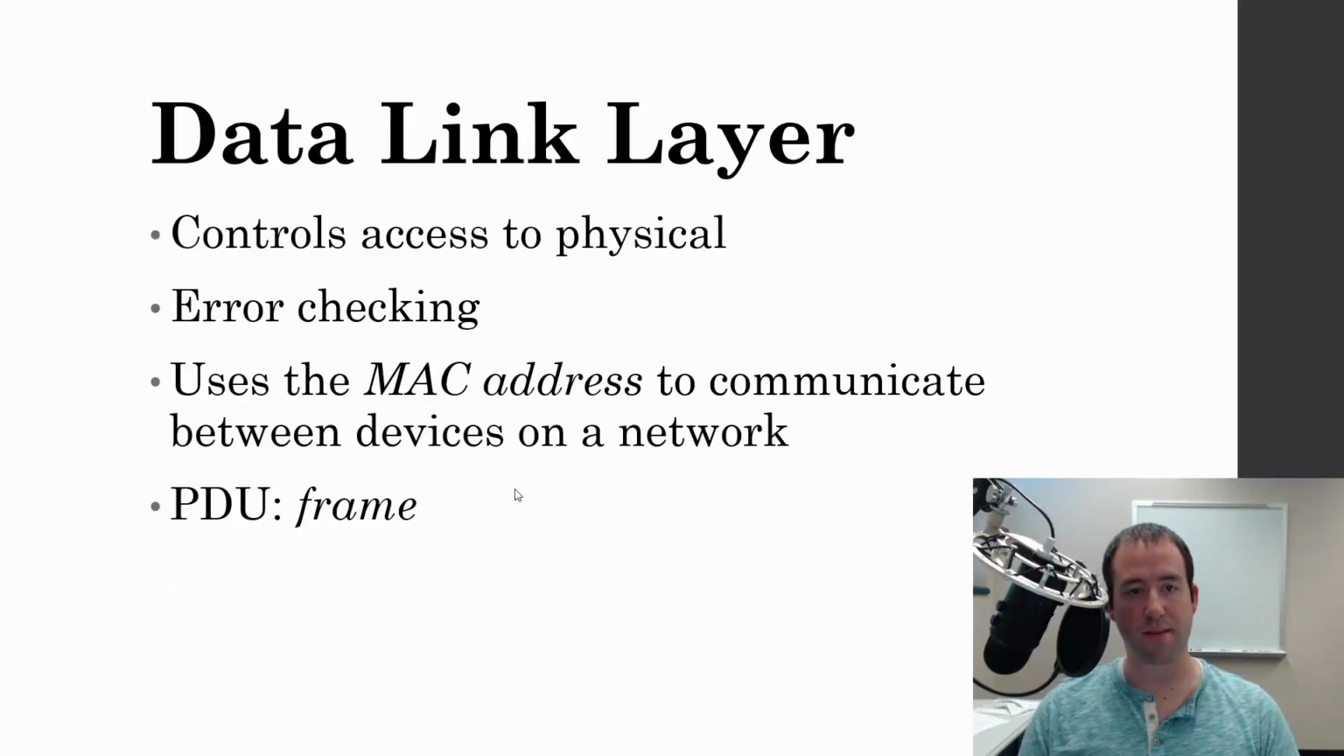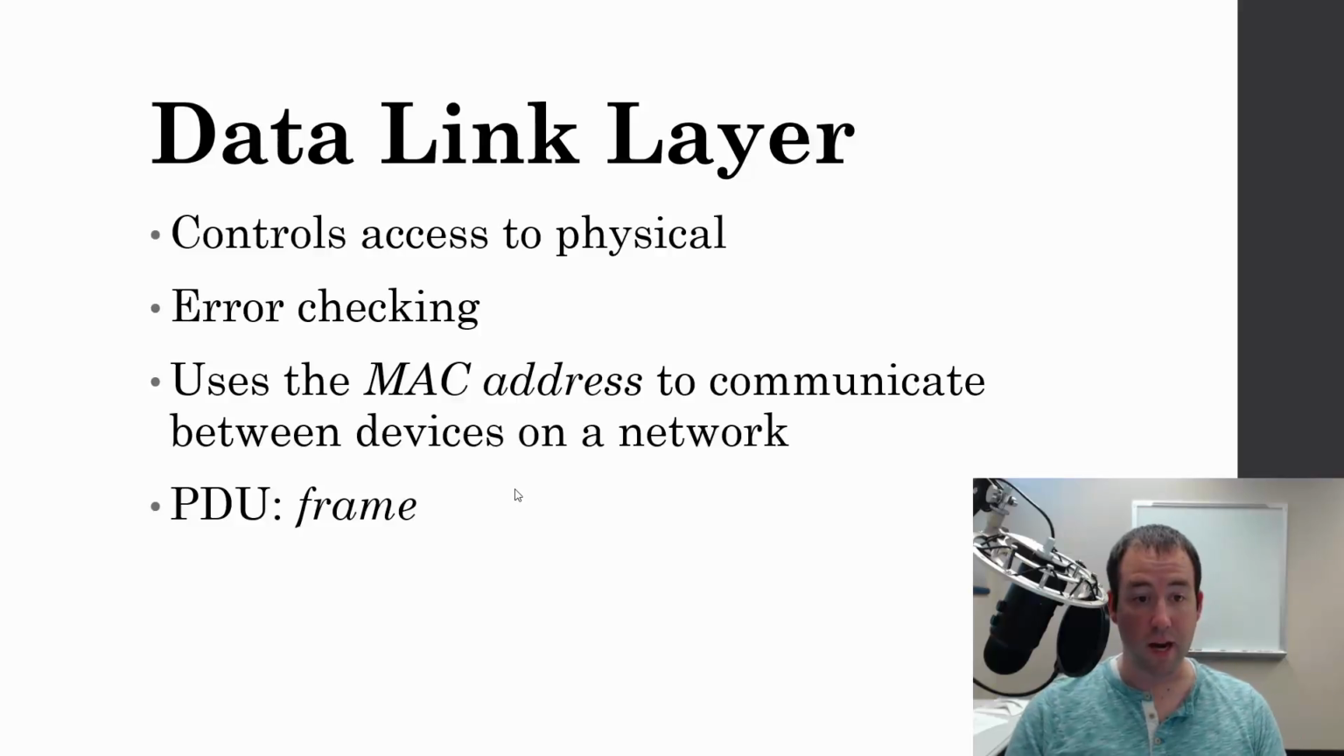Next up, second to last, we have the data link layer. Now the data link layer is primarily the middleman between the network layer and the physical layer. And that's its biggest job, is to control access to the physical layer. In fact, one of the main protocols at the data link layer is called MAC, Media Access Control. In other words, controlling access to the medium, the physical medium that we're using to communicate.